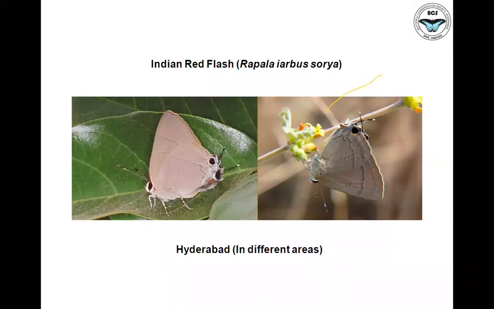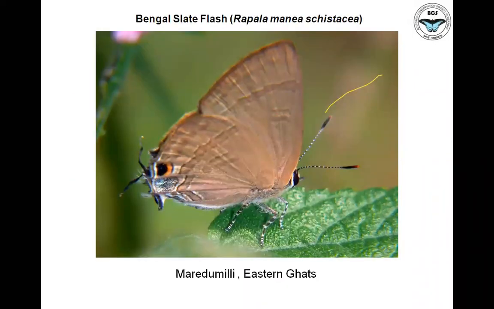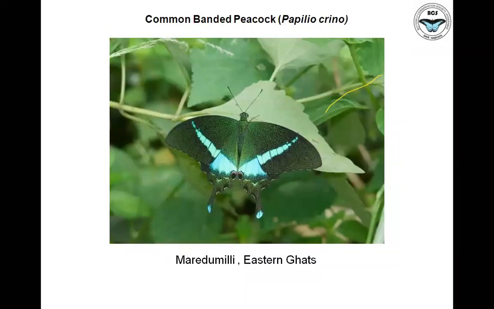And this is the red flash. It is not very rare, but very rarely seen. That's all. Bengal red flash, this is from Maredumilli. Of course, it's also a common one, but generally overlooked by people. Of course, this is a very common butterfly in the Maredumilli area, and a lovely butterfly. And this is the same, the common banded peacock.